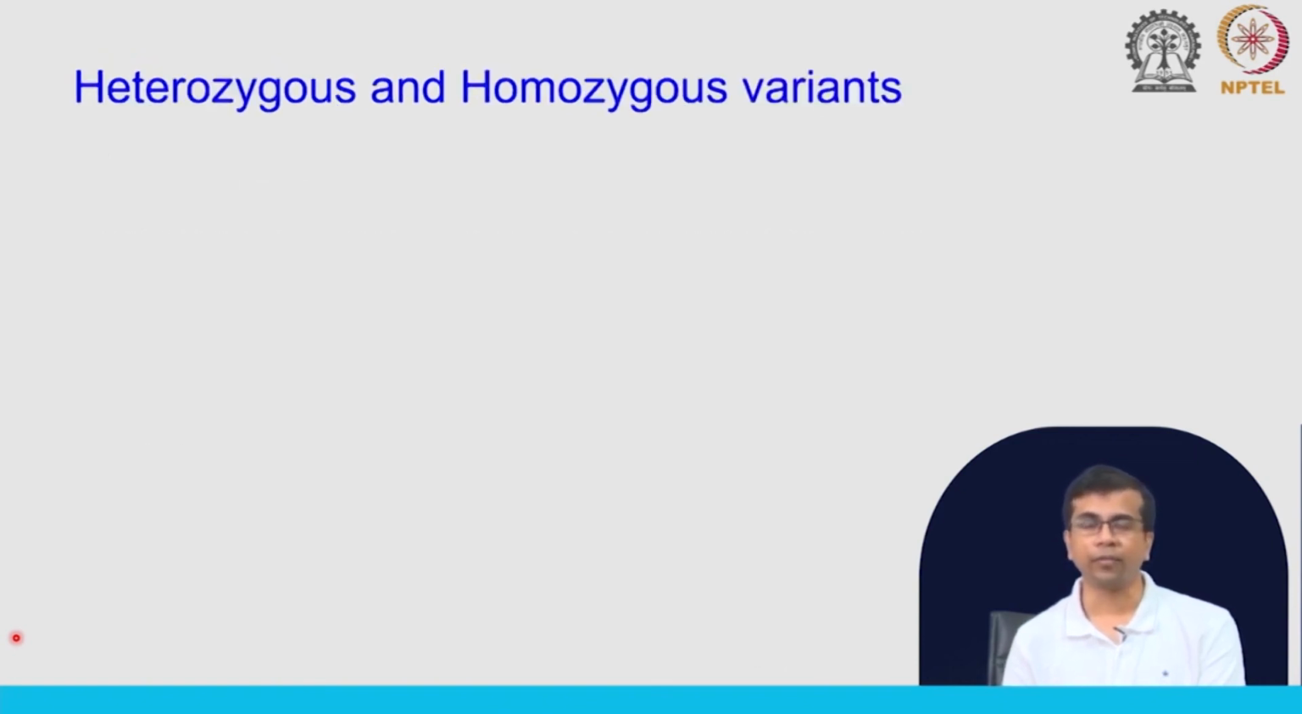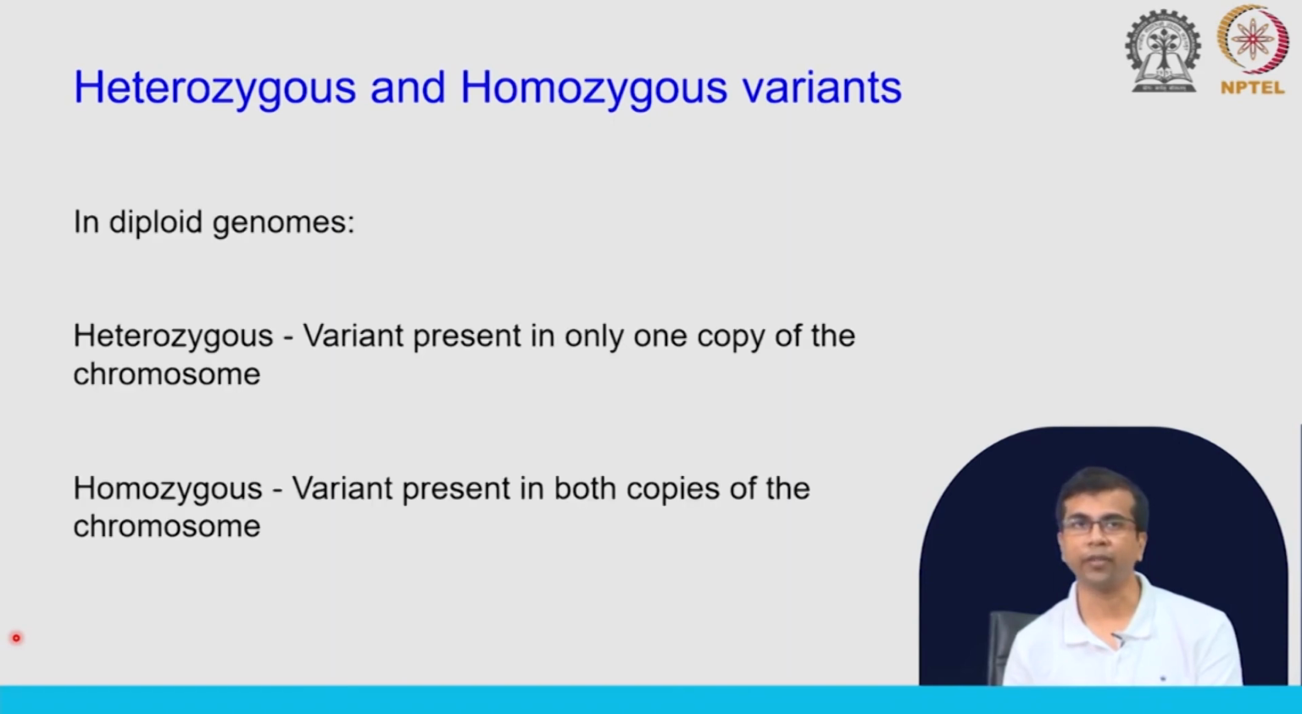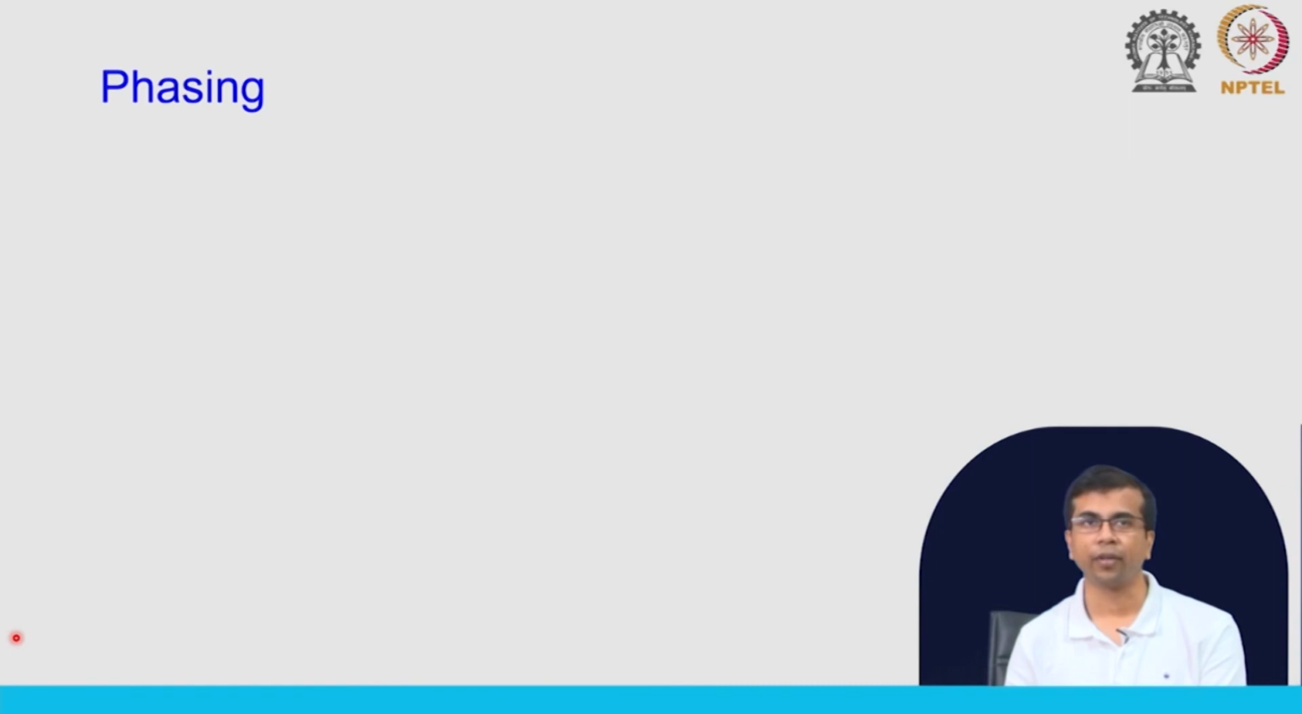One of the things that we want to discuss, in the case of diploid genomes, is that you can find heterozygous variants and homozygous variants. Heterozygous variants are present in only one copy of the chromosome, and homozygous variants are present in both copies of the chromosome. This will affect your analysis. If you have a heterozygous variant, you might see only 50% of the reads with that variant, and this is something you also have to keep in mind.